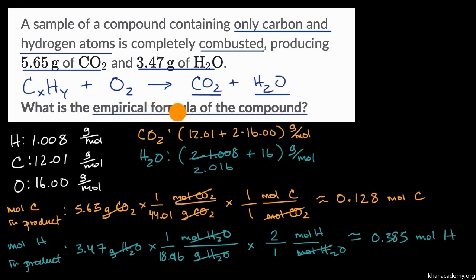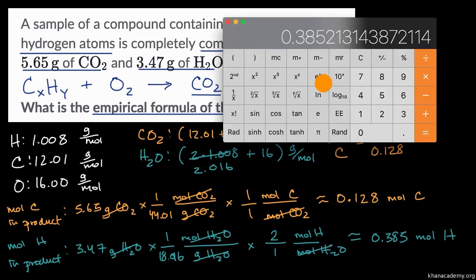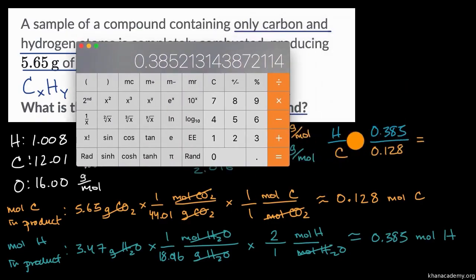And to figure out the empirical formula of the compound, we can think about the ratio between the two. So I'm going to find the ratio of hydrogens to carbons. And that is going to be equal to 0.385 moles of hydrogen over 0.128 moles of carbon. And what is this equal to? It looks like it's going to be roughly 3, but let me verify that. And so if I divide it by 0.128, I get, yep, pretty close to 3.